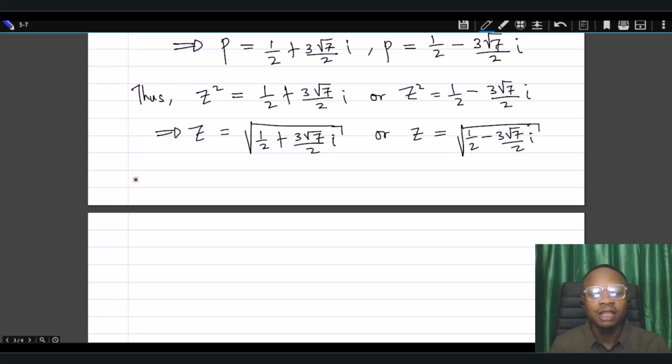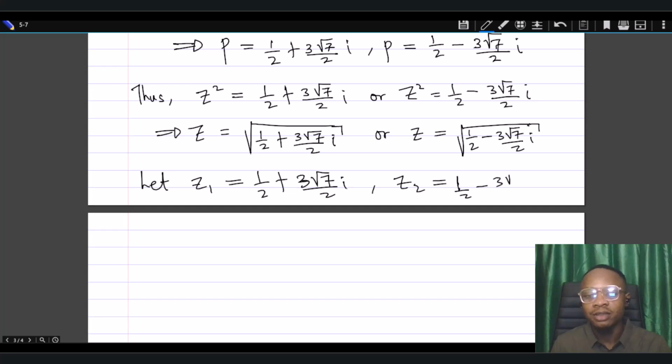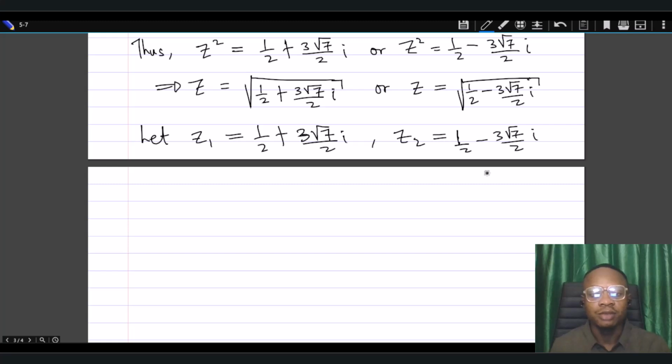So for that to happen, I can say let z1 be equal to, I want to use this here, z1 equal to 1 over 2 plus 3 root 7 over 2 i, and then let z2 be equal to 1 over 2 there minus 3 root 7 over 2 i. So with this, we can now get the roots of what we have here.